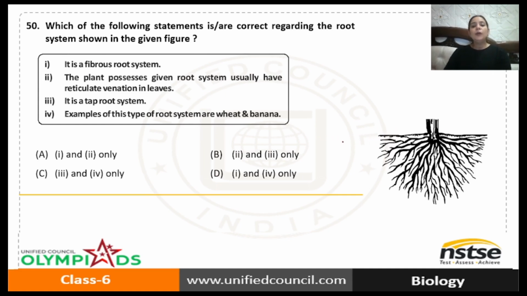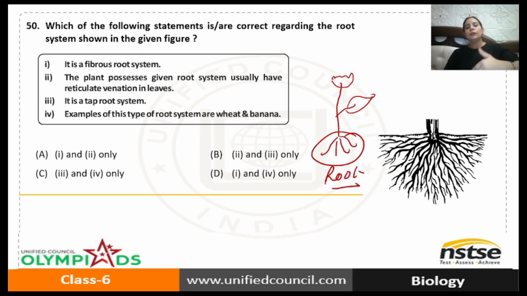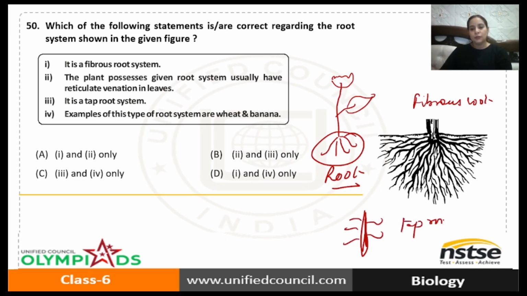We know that a plant has got different parts. It has got root, stem, leaves, buds, flower, fruits. These all are the parts of the plant. Now particularly if we talk about roots, they always grow down towards the gravity. So the root which you can see here is a fibrous root, because a fibrous root is a root where there is no main root. But if you have one main root and another root arises from it, that is a tap root. But here there is no main root, so this is a fibrous root system. So one statement is correct, that it is a fibrous root system.